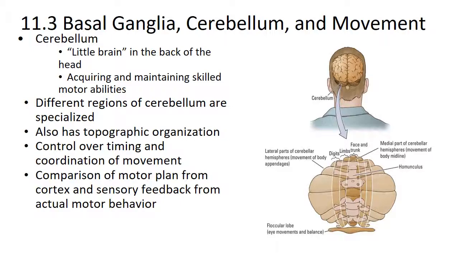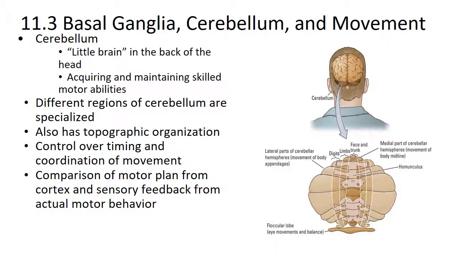Just know that it has topographical organization, so it again has this like homunculus organization where different parts of the face are located near each other. The limbs and the digits are close to each other, so there's like a little map of a person in the cerebellum as well. One of the main functions of the cerebellum is control over the timing and coordination of movement. So the coordination of movements and correct timing is actually extremely important and rather complex.